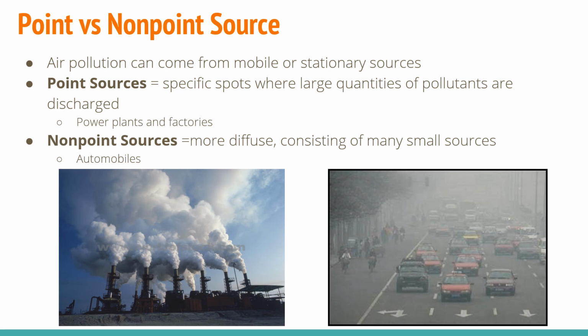You could say, aha, there is pollution being emitted out of those factories. The picture on the right looks kind of hazy. That's an example of a non-point source, where it's more diffuse. It consists of many small sources, such as automobiles. So with non-point sources, it could be moving around. You just can't pinpoint the exact location, and this can be over a large area.